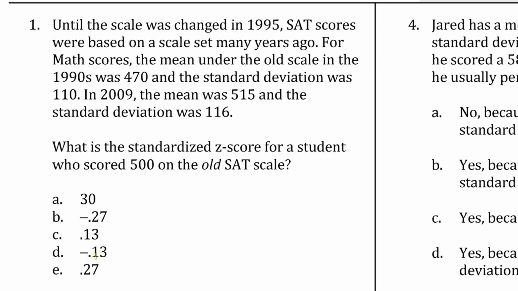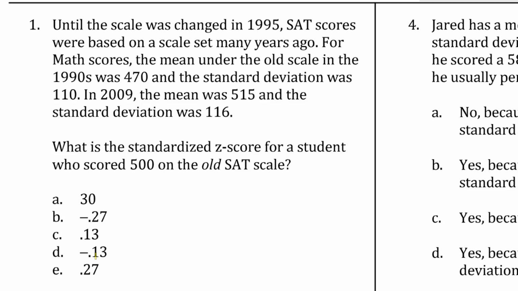Until the scale was changed in 1995, SAT scores were based on a scale set many years ago. For math scores, the mean under the old scale in the 1990s was 470 and the standard deviation was 110. In 2009, the mean was 515 and the standard deviation was 116. What is the standardized z-score for a student who scored 500 on the old scale?